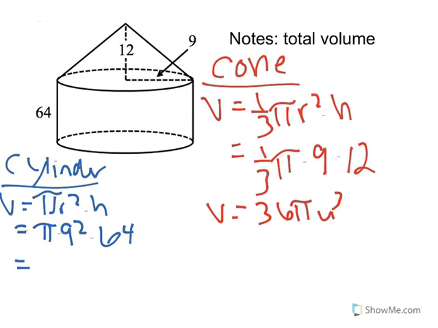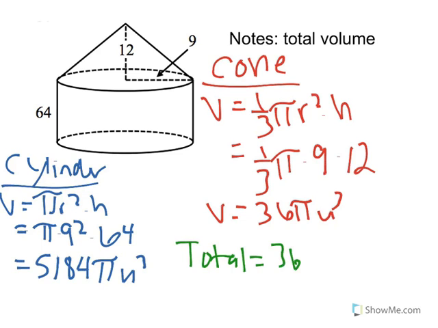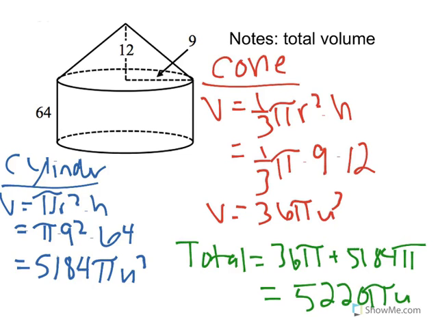That's going to give us 5,184 pi units cubed. So our total is 36 pi plus 5,184 pi. That's going to be 5,220 pi units cubed. Probably a lot easier than when we did surface area of these kinds of shapes.